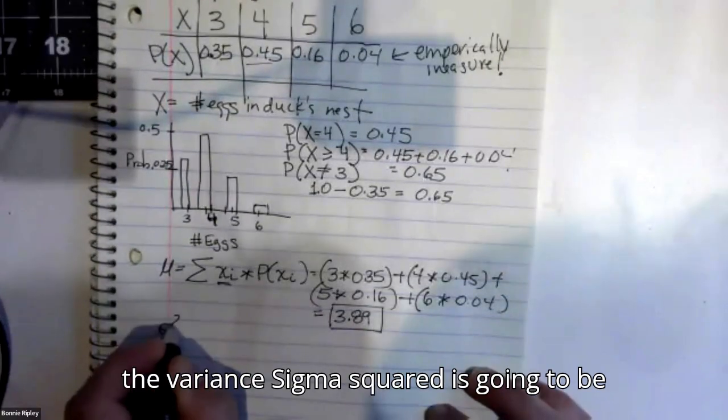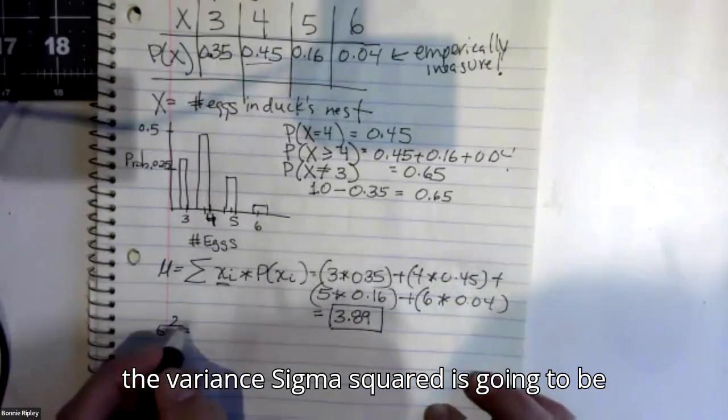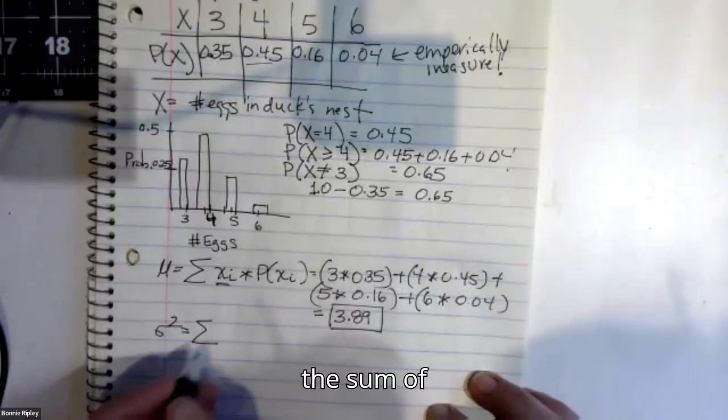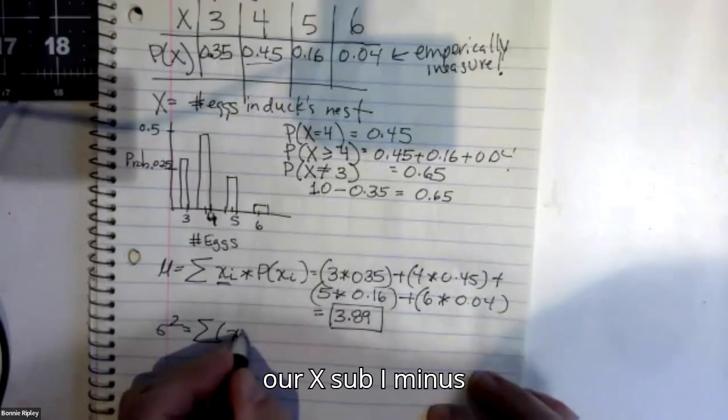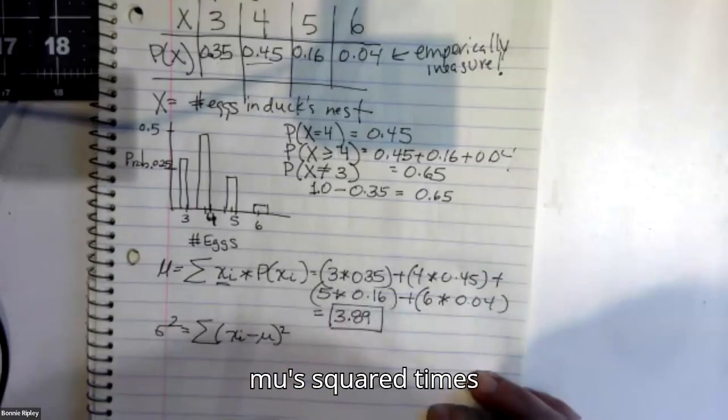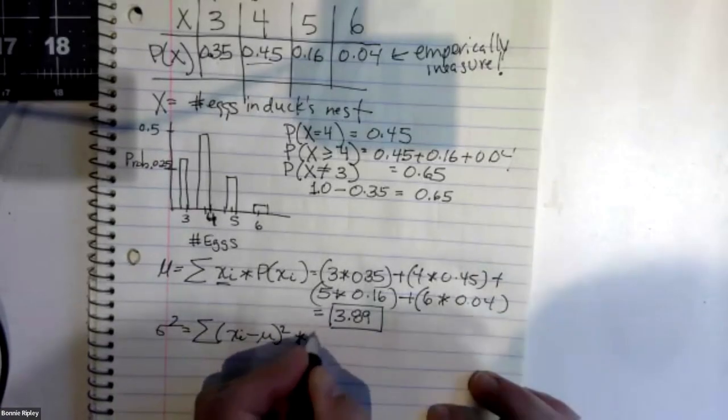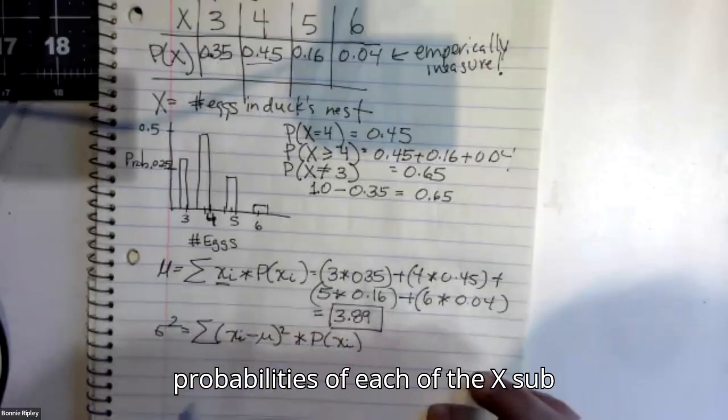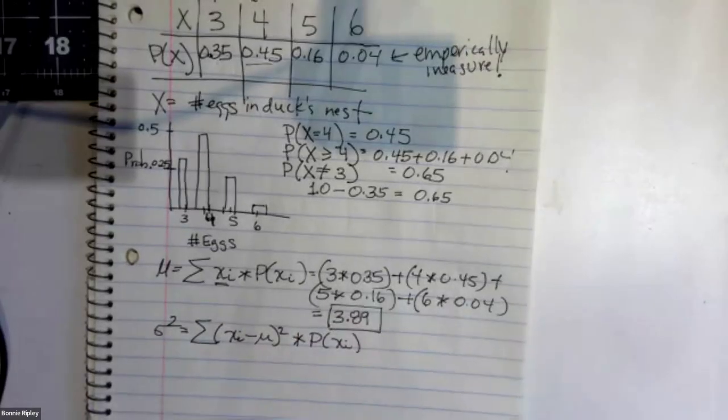Okay, so the variance, sigma squared, is going to be the sum of our x sub i minus mu, squared, times the probabilities of each of the x sub i.